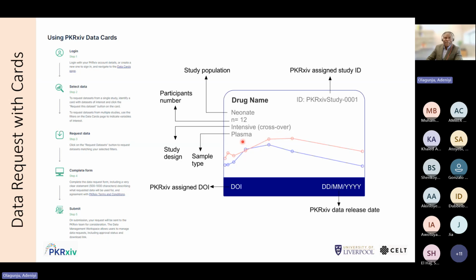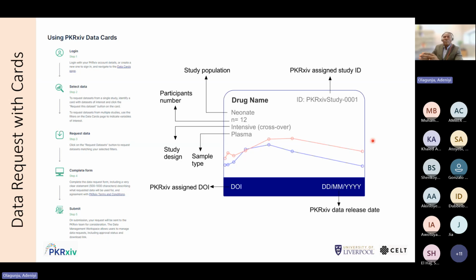Next is plasma. This is the sample type. So this depends on the particular sample. It could, for instance, be dry blood spot. It could be breast milk. It could be urine. It could be cerebrospinal fluid, and so on. So that's the sample type. And then here you find the study DOI, the dataset DOI assigned on PKRxiv for this particular dataset. And then on the right, you find the date of release on PKRxiv for this dataset.